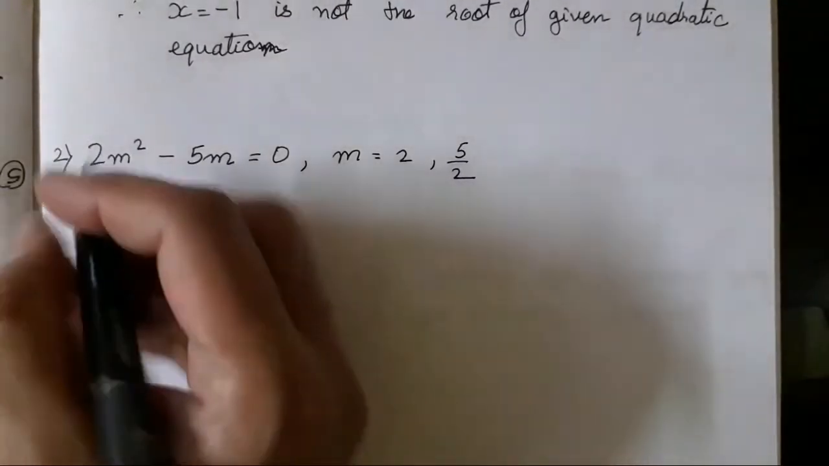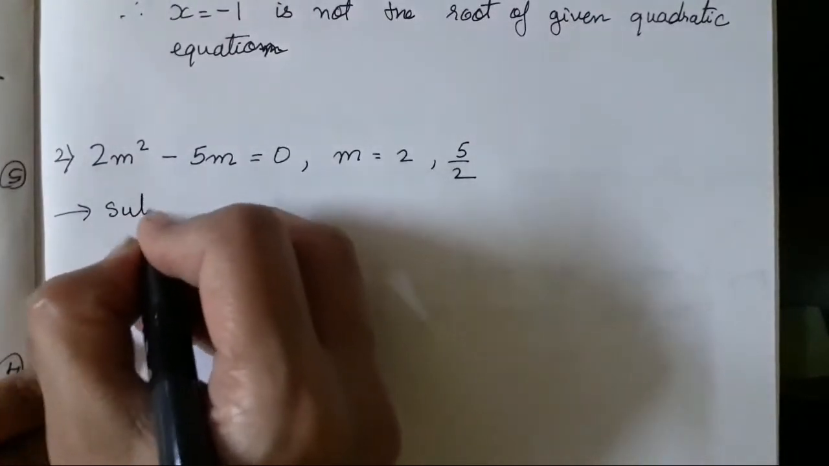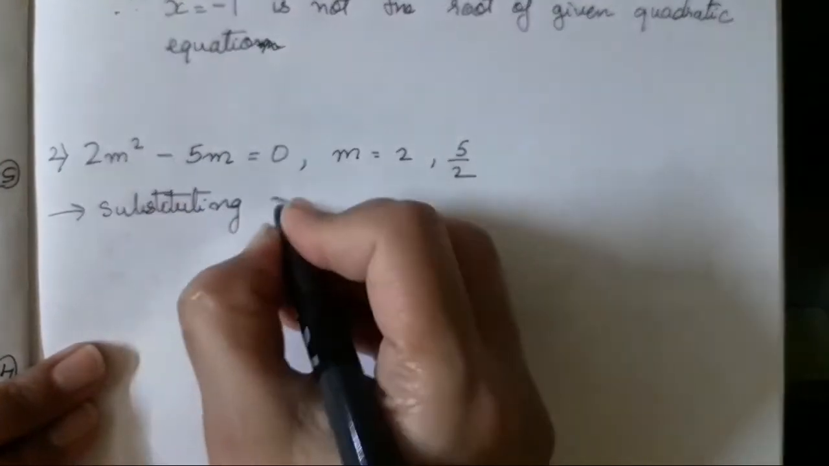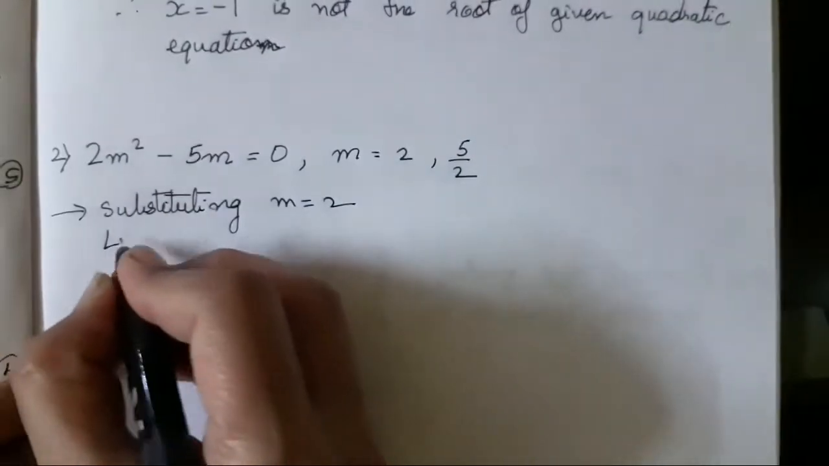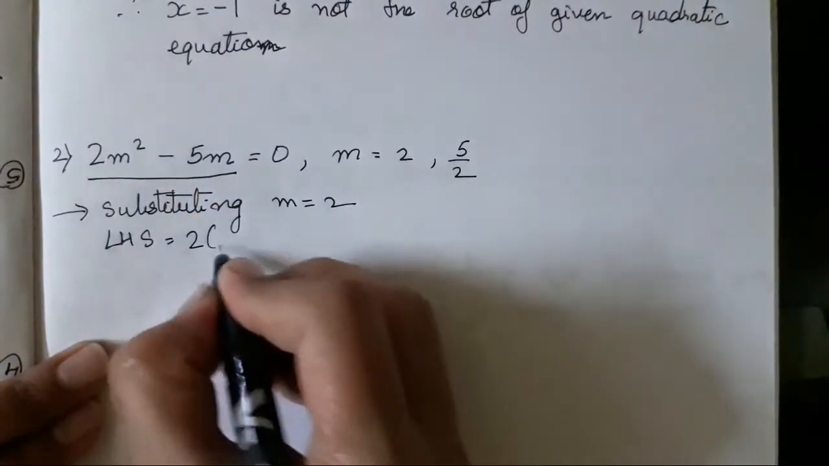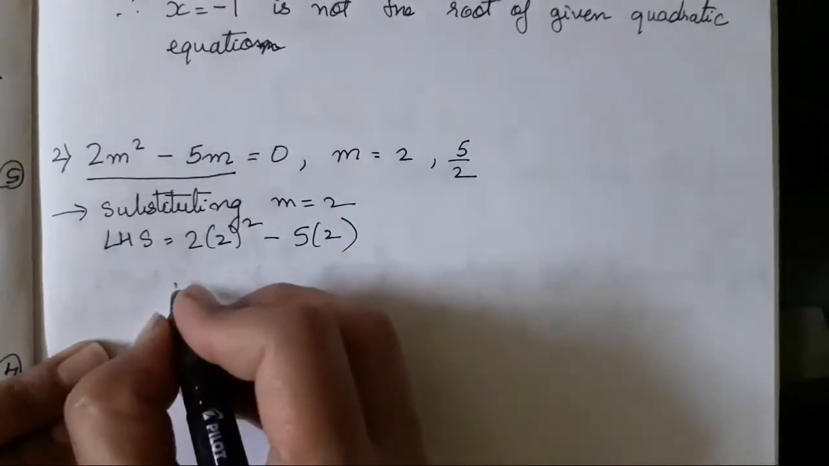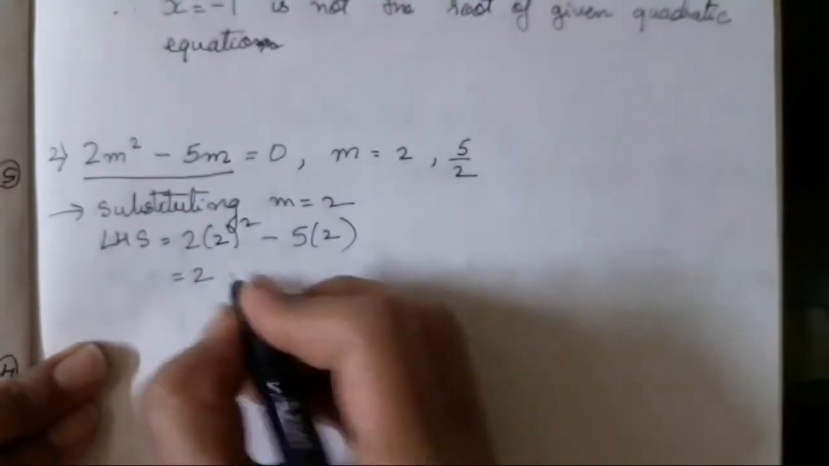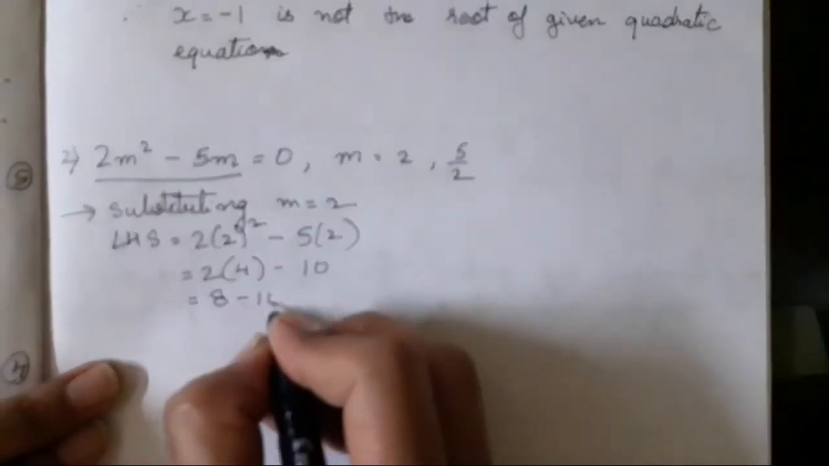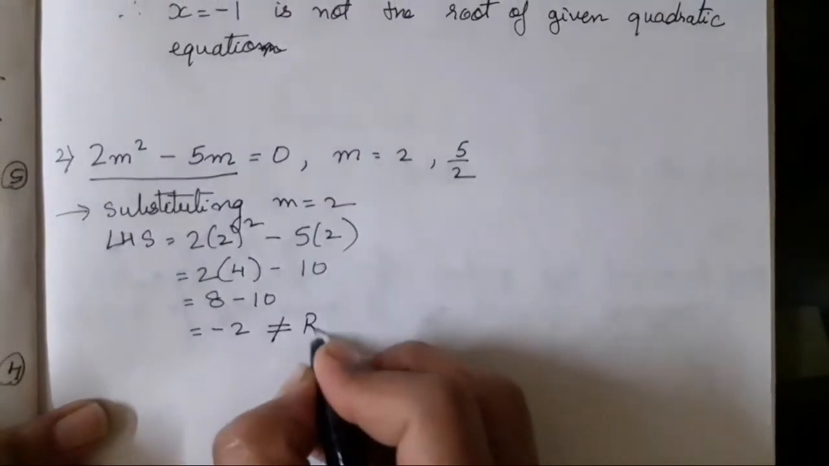We have to substitute in the left hand side first. Substituting first, m is equal to 2. So left hand side we will take first this side. Okay, so 2 into 2 square minus 5 into 2. Solve it. Answer is going to be 8 minus 10, which is -2, not equal to RHS.